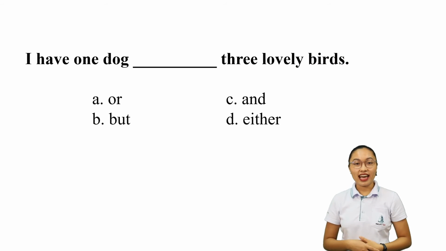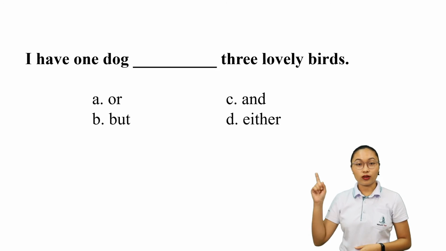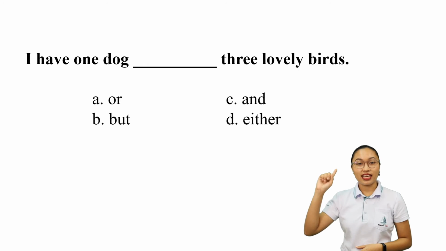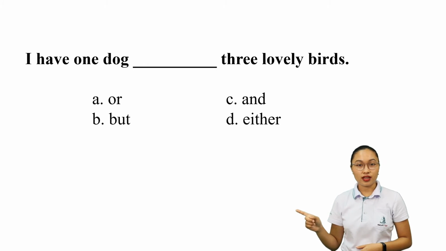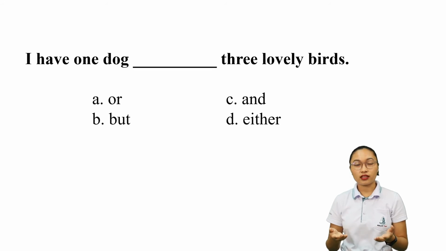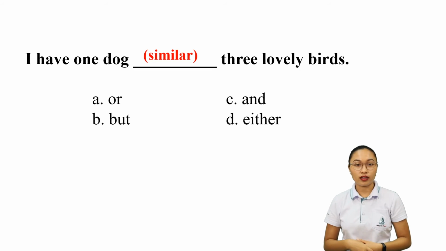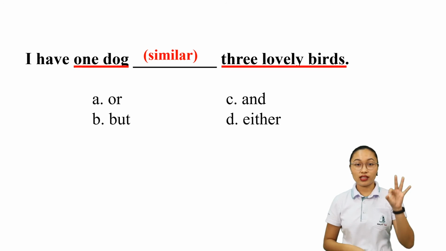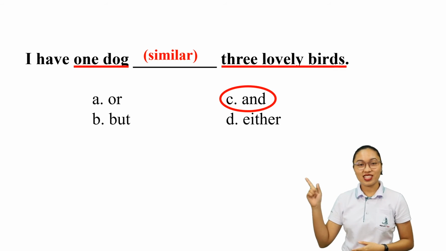Lastly, I have one dog, blank, three lovely birds. A, or; B, but; C, and, or D, either. This sentence is simple, since we just need to connect the two ideas that are similar. One dog, three lovely birds. So obviously the answer is letter C, and.